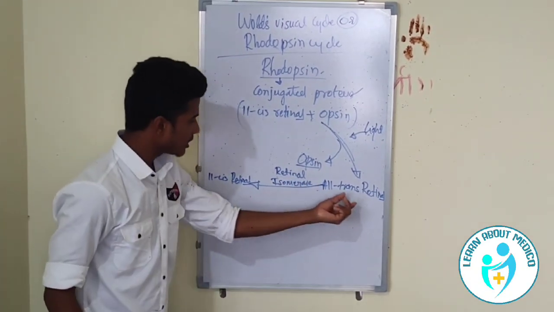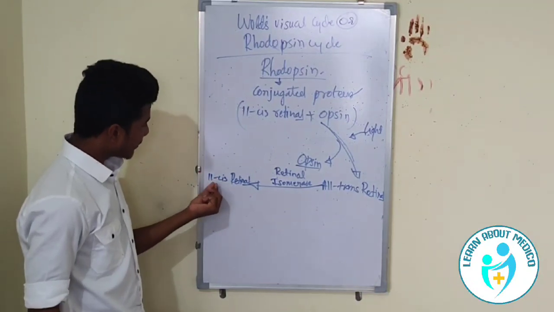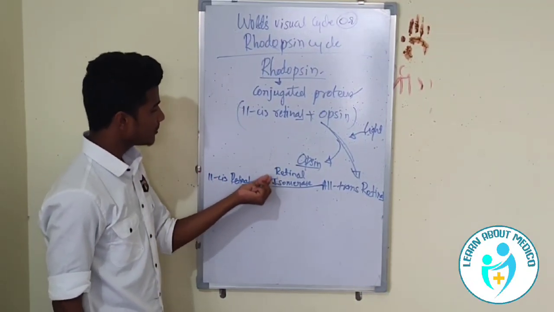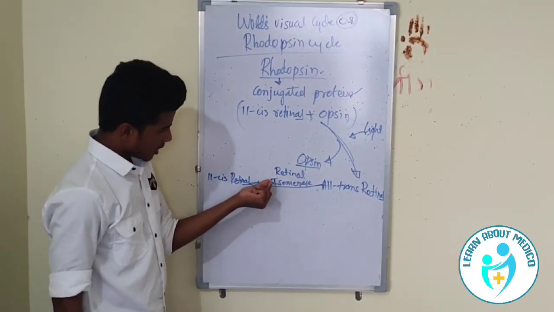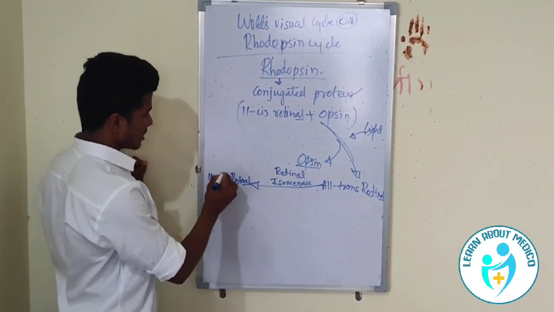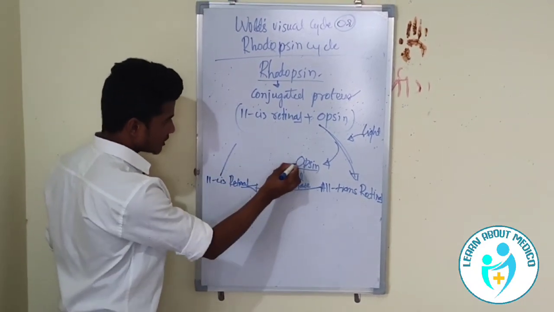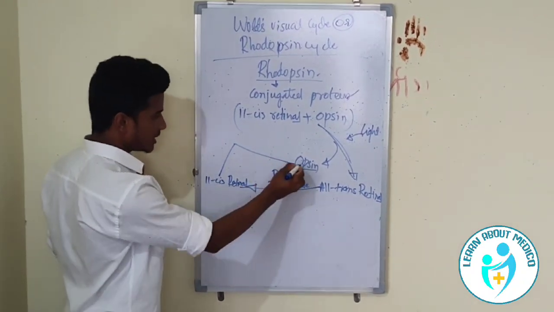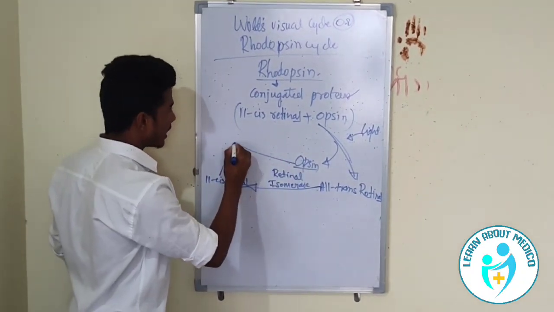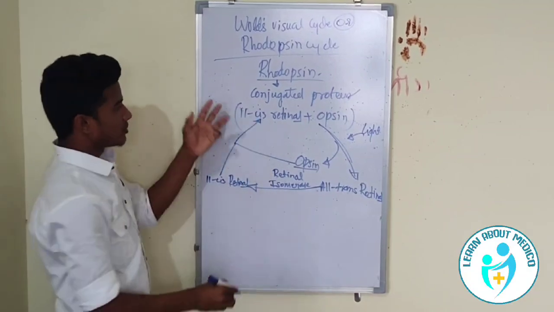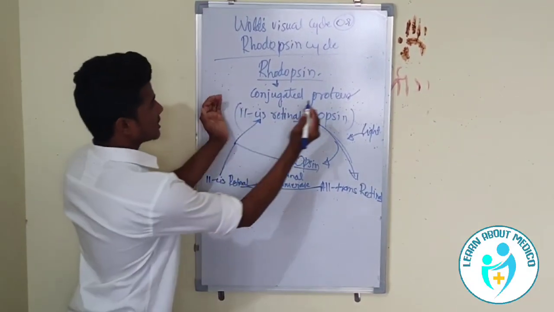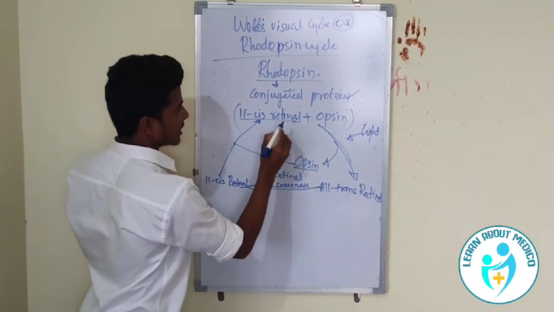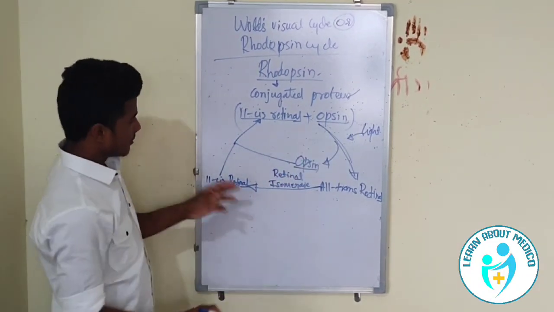The all-trans retinal is converted into 11-cis retinal with the help of the enzyme retinal isomerase. This 11-cis retinal is combined with opsin and gives rhodopsin. Rhodopsin is nothing but the combined form of 11-cis retinal and opsin.